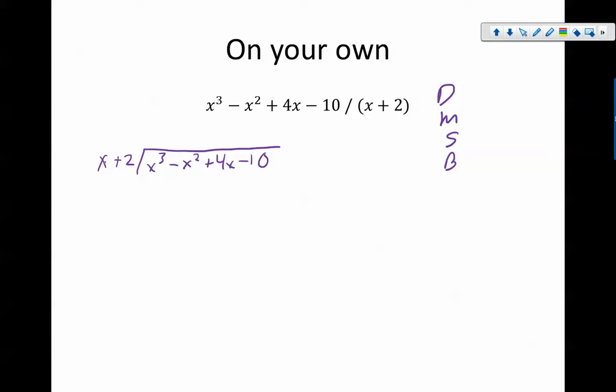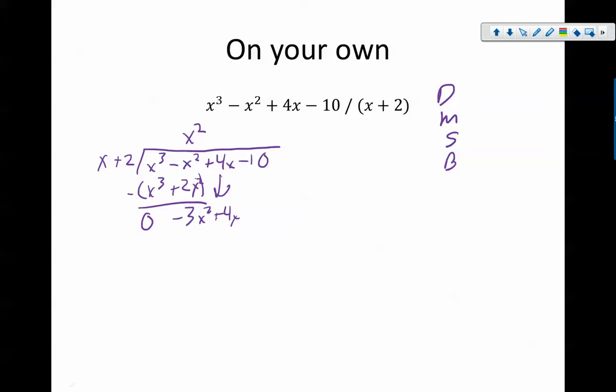Divide, x cubed divided by x is x squared. Multiply, x squared times x is x cubed. X squared times 2 is plus 2x. Subtract gives us 0 and negative 3x squared. That's an x squared, sorry. Bring down the 4x.